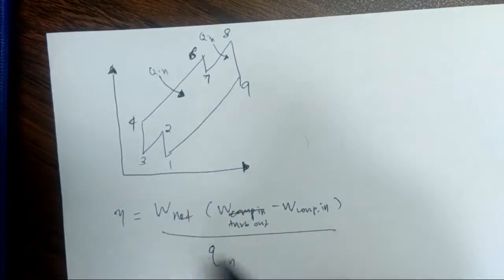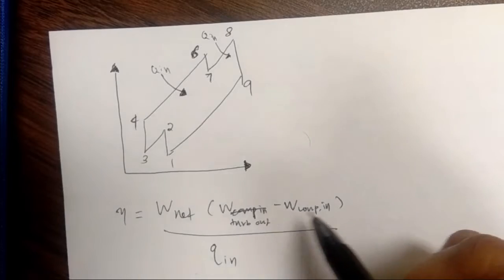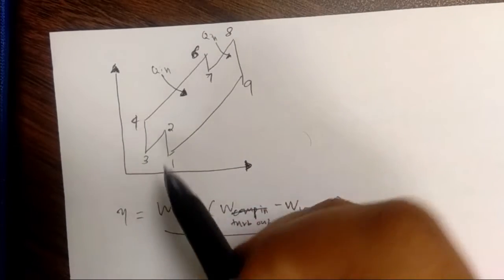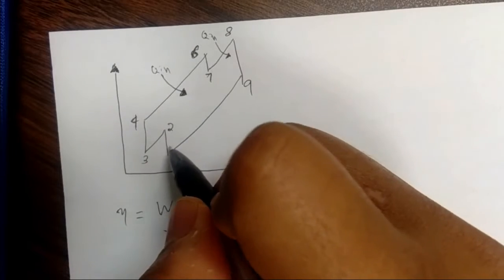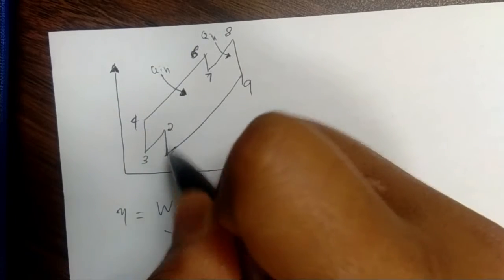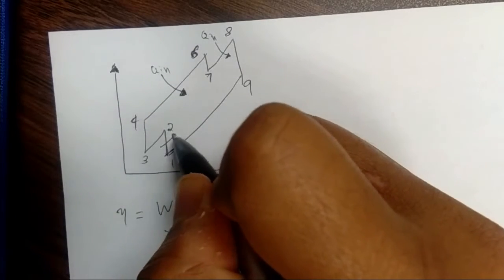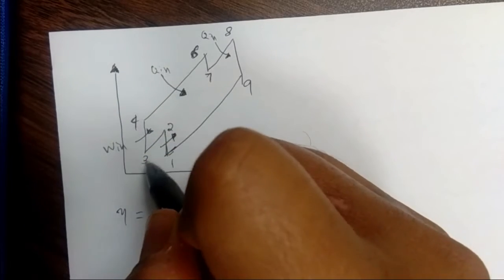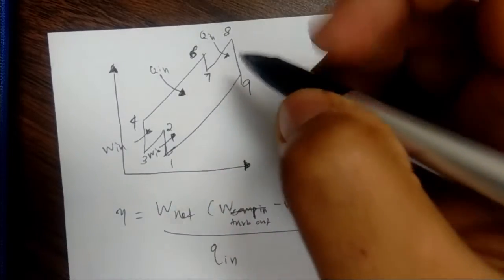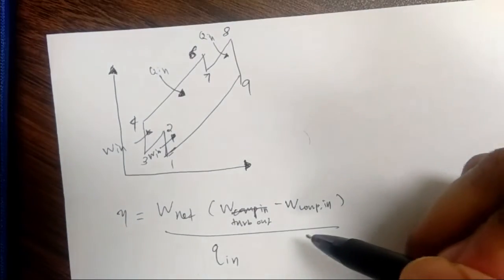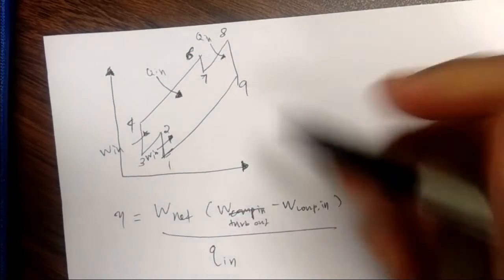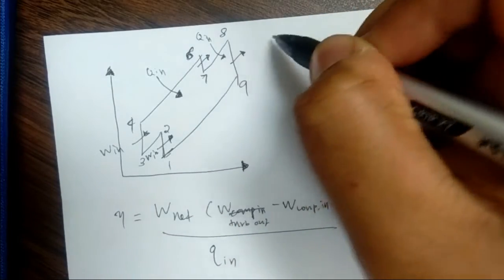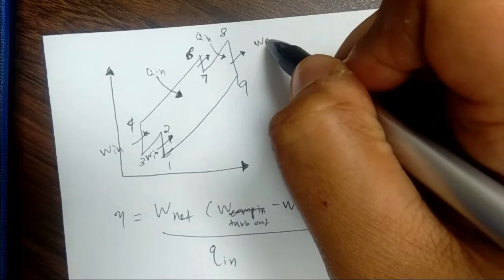Okay, so what about your work compressor in? Your work compressor in is between states 1 and 2, and 3 and 4, because there are two stages of compressor, right? So this is work input. And then your work turbine out is here, between 6, 7 and 8, 9. So this is your work turbine out.